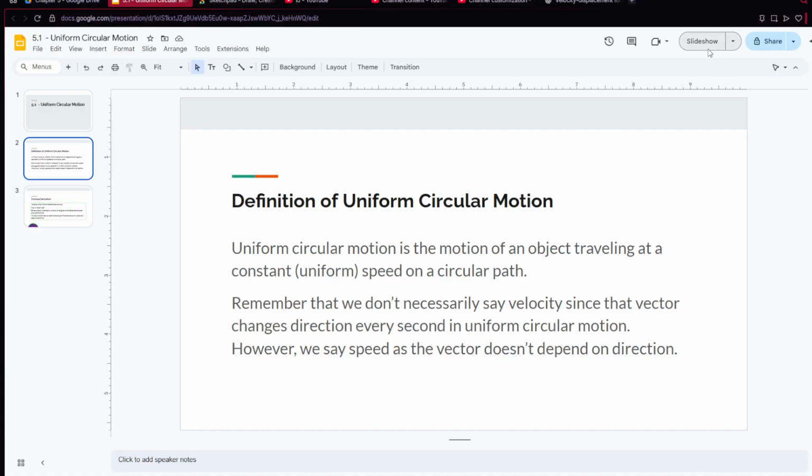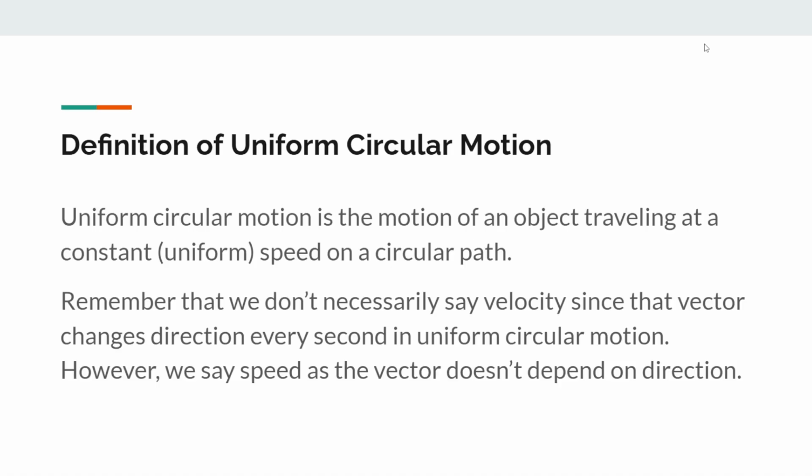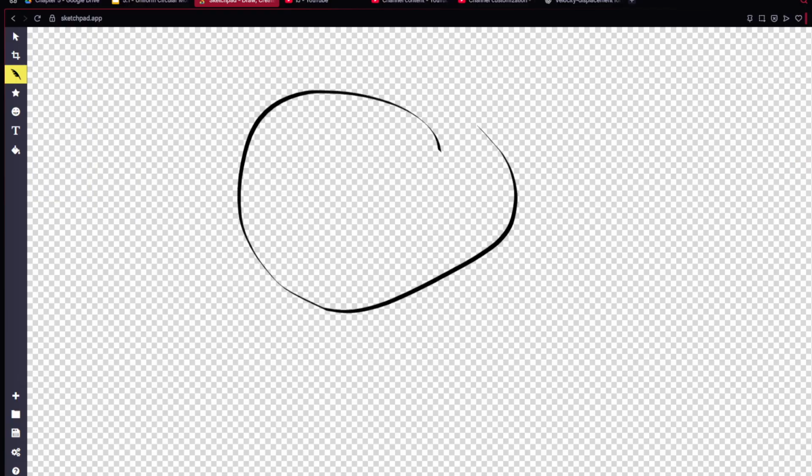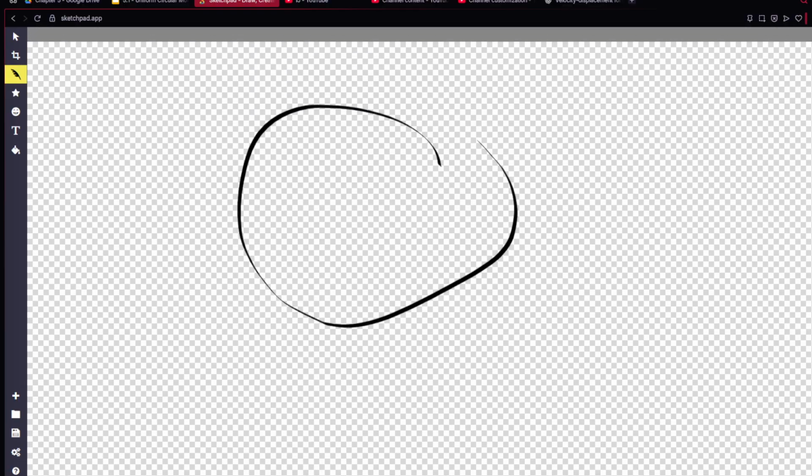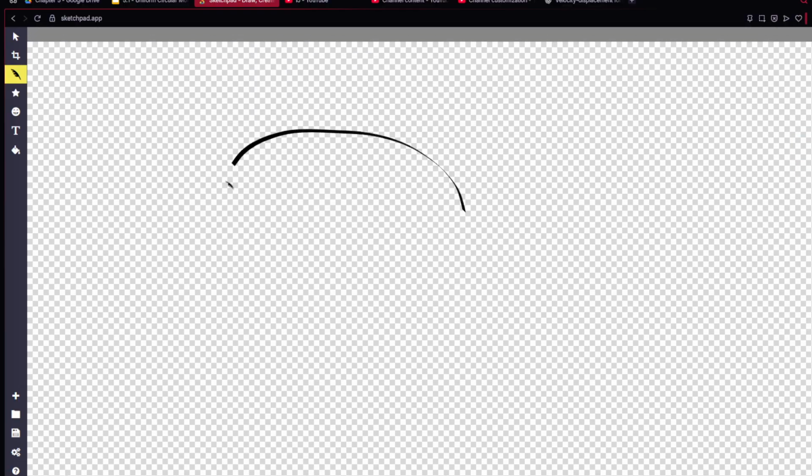So uniform circular motion, you can read it here. Uniform circular motion is the motion of an object traveling at a constant uniform speed on a circular path. Remember that we don't necessarily say velocity, since that vector changes direction every second in uniform circular motion, and that's why there technically is an acceleration vector. But I don't really want to get into that right now, because that's the next lesson, and that one has a pretty challenging proof. This is like the first physics thing that actually challenged my brain, because it has to do with ratio of triangles and whatnot.